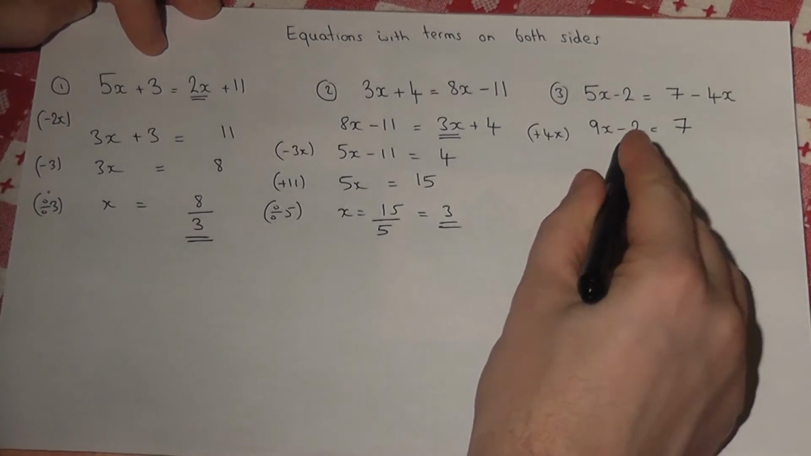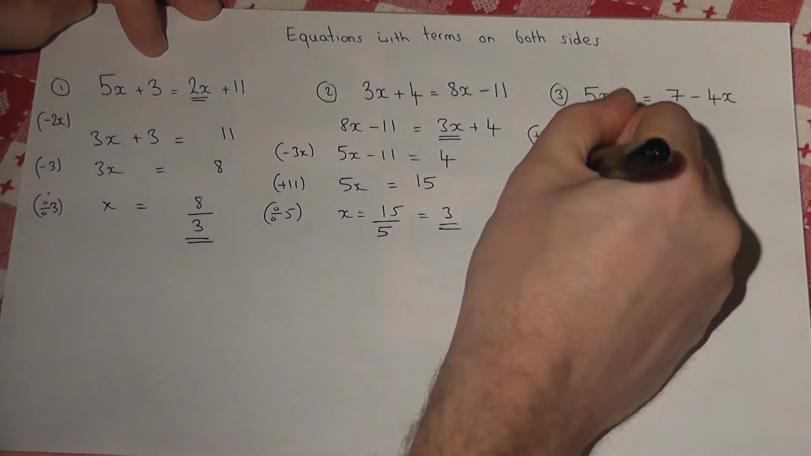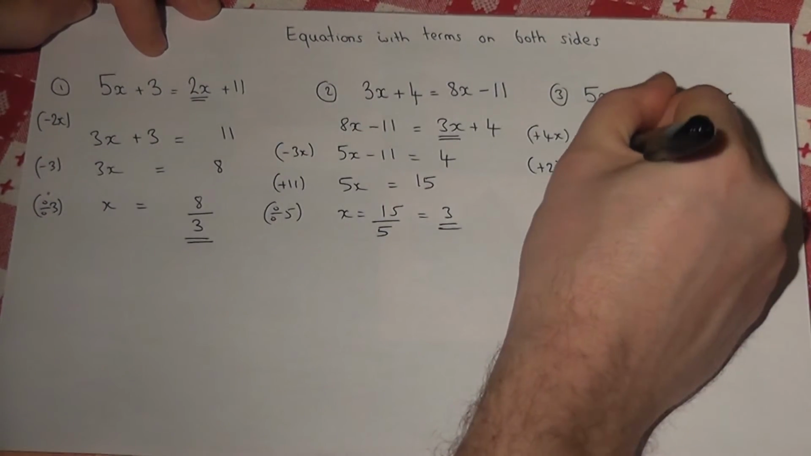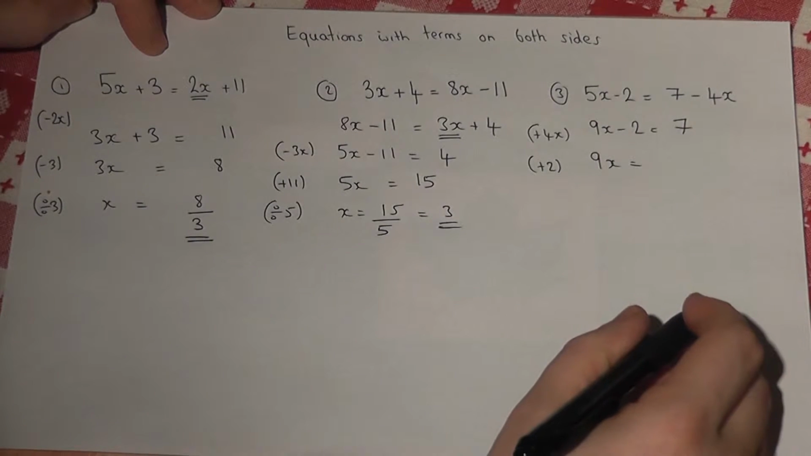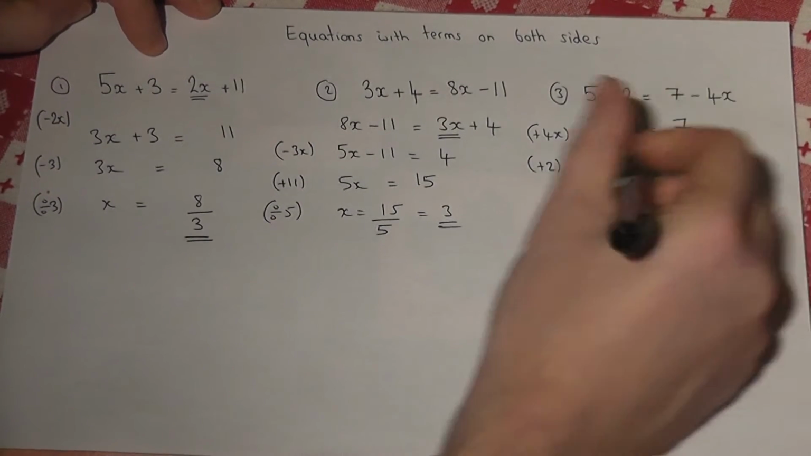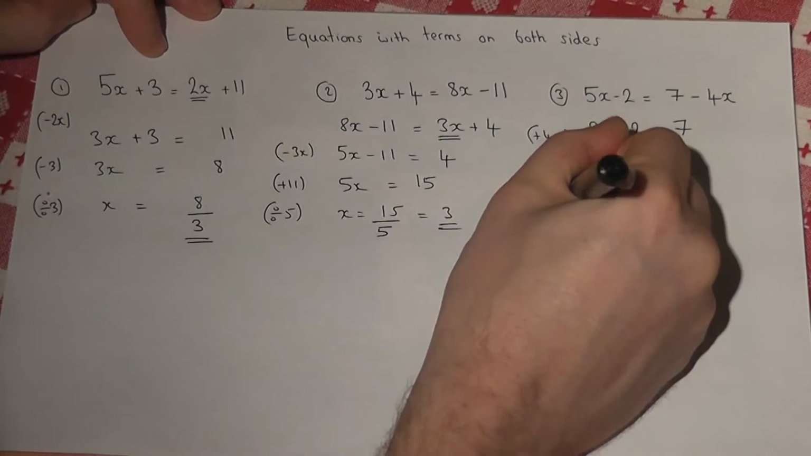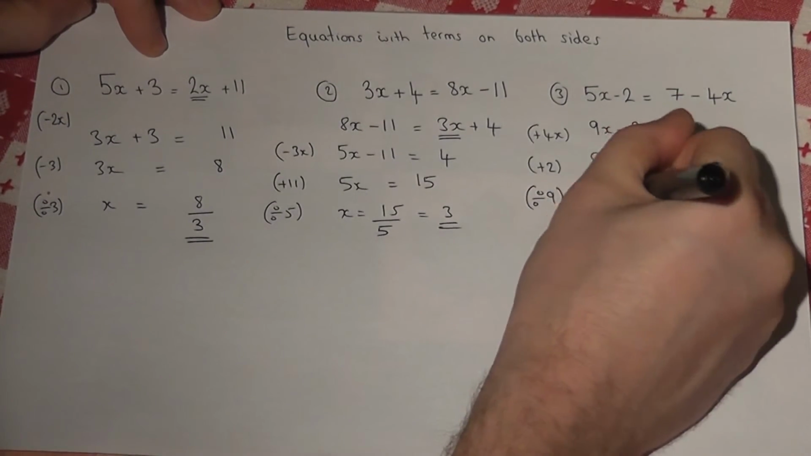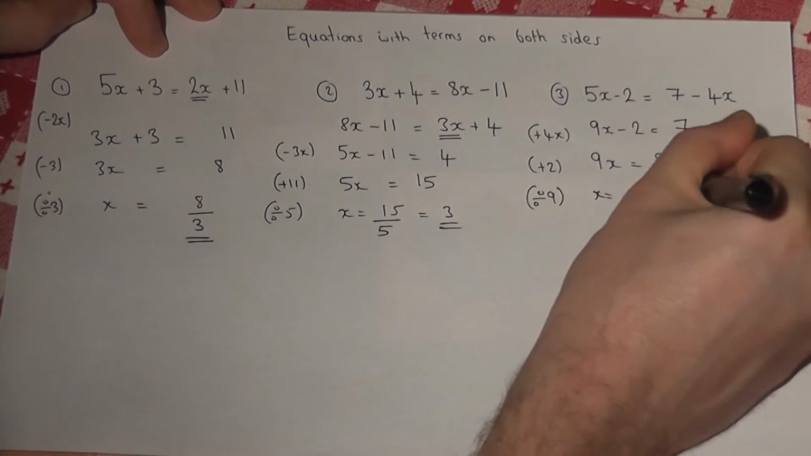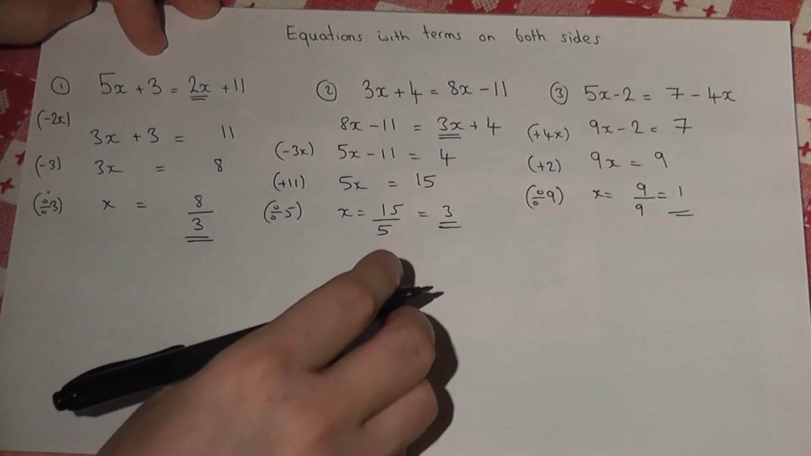There's then a minus 2 there, so I must add 2. So 9x equals 7 plus 2, 9. And then finish by dividing by 9. So x equals 9 over 9, which equals 1.